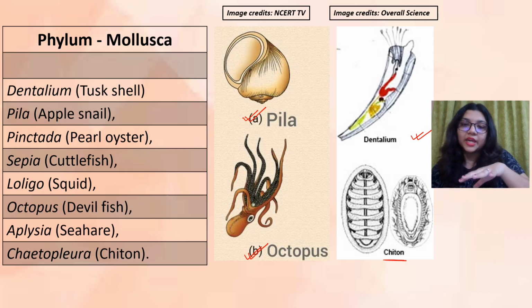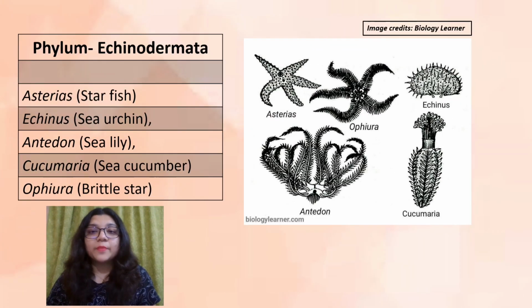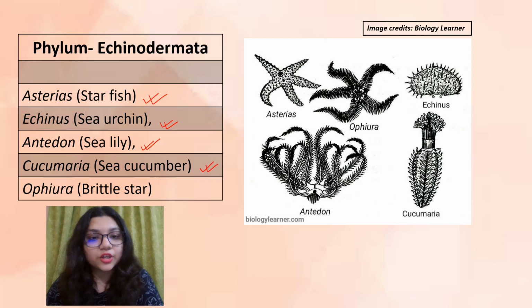This video that I'm making is a collection of all the examples that you can have. Right? So you can take this down and then you keep learning them so it will be in your head. Next up is the echinoderms, Echinodermata. Asterias, that is your starfish. Echinus, sea urchin, Antedon, sea lily, Cucumaria, that is sea cucumber, and then Ophiura, brittle star.